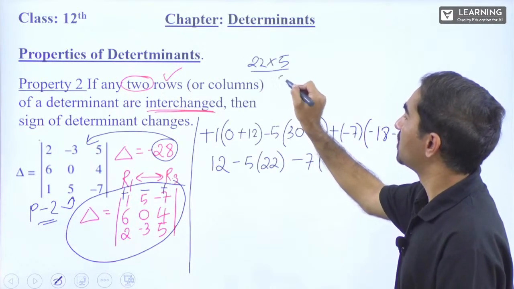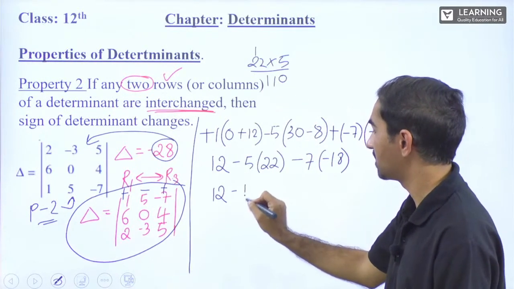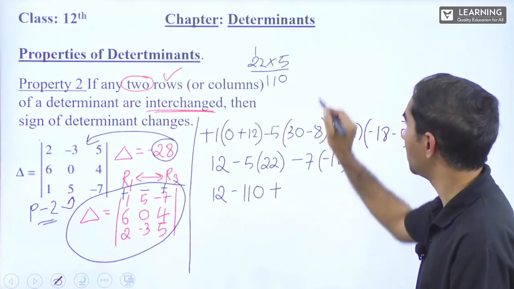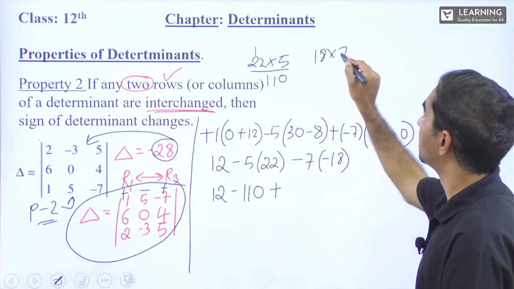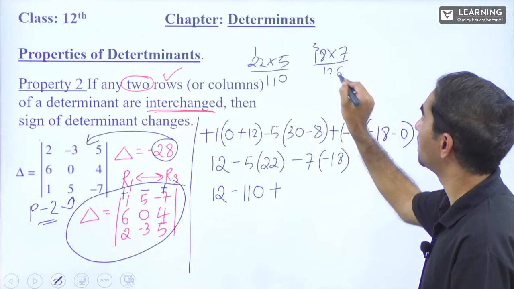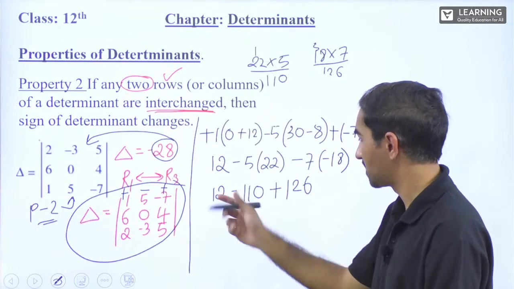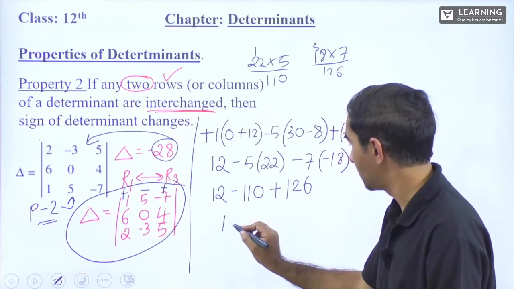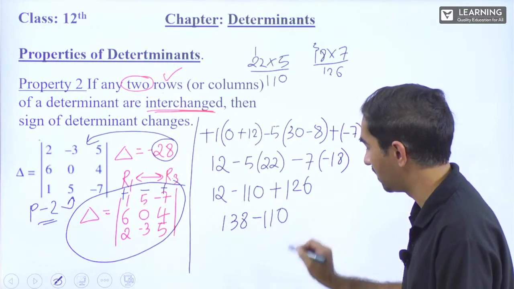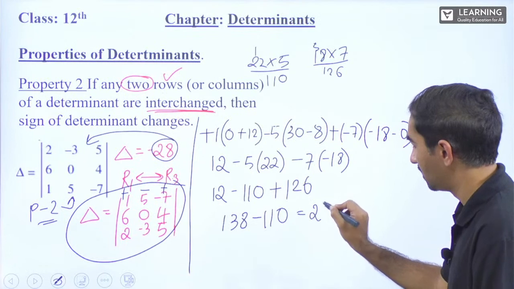5 into 22, 5 2s is 10, 5 2s is 10, 110 we got. So 12 minus 110, minus into minus will become plus 7, 18 into 7. So 18 into 7, 7 8s are 56, 7 1s are 7, 126. Add them, so 126 plus 12 is 138, minus 110, which is equal to plus 28.